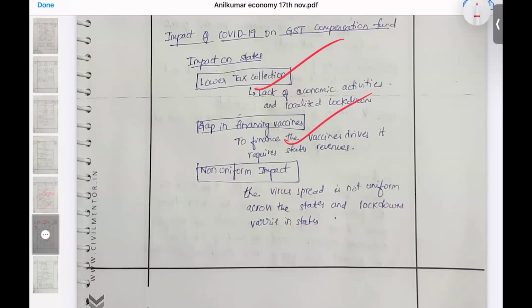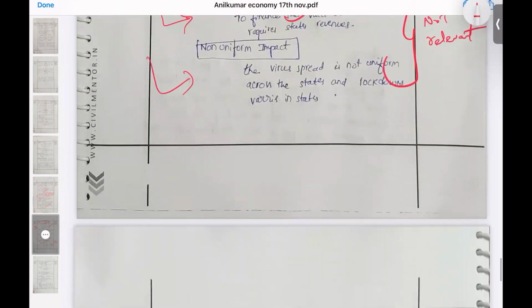What is this gap in financing vaccines? How is that related to GST? These points are not relevant. Okay, just see the point we have mentioned, Anil. Okay.